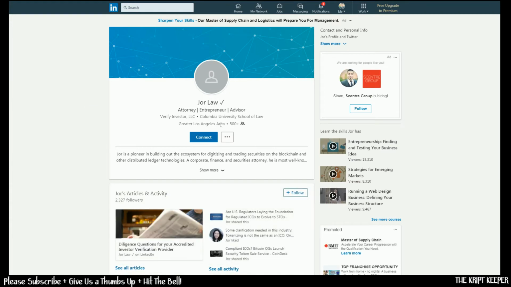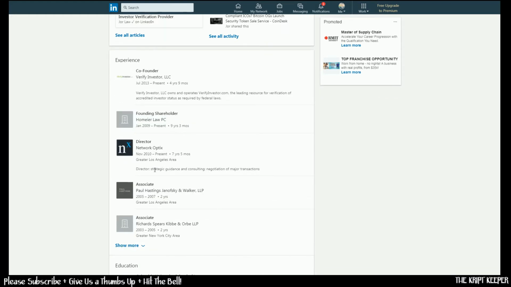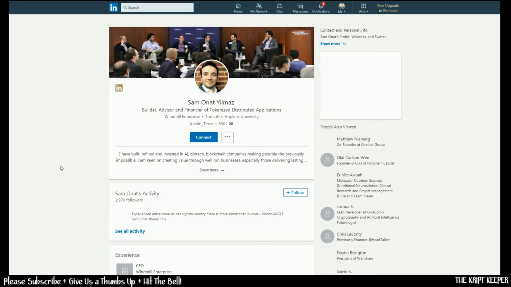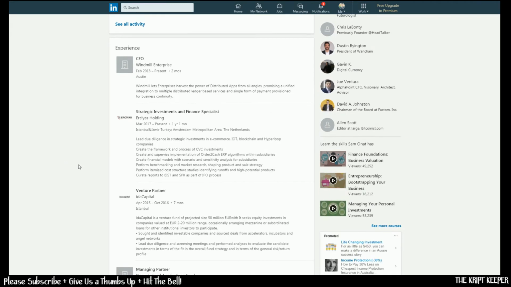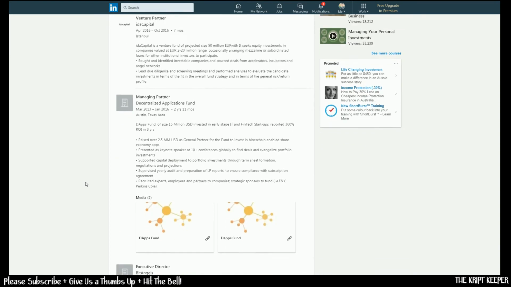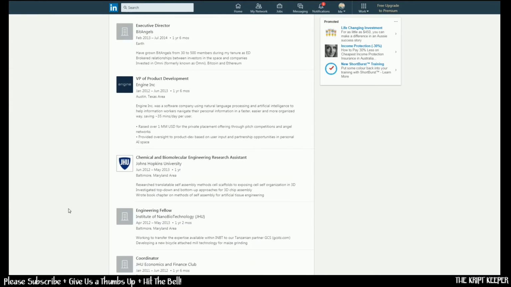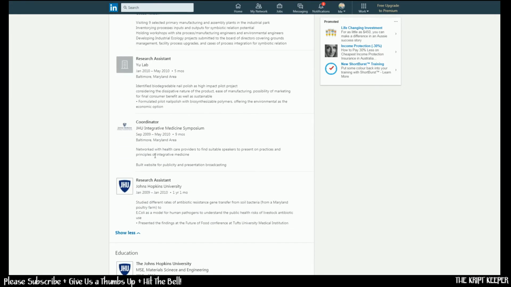Joe Loh is an attorney, an entrepreneur, and an advisor who studied at the Columbia University School of Law. So the co-founder for Verify Investor, I was a founding shareholder at Homier, director at Networks Optics. Haven't heard of any of those, so let's have a look down. Associate at Shearman and Sterling, I'm guessing is a law firm from the name there. Let's check out Sam Onat Yilmaz's credentials. CFO at Windmill Enterprise. Venture capitalist, IDA Capital, managing partner, executive director at BitAngels. None of these are really ringing my bell at all.